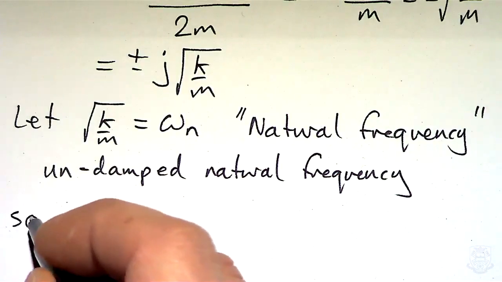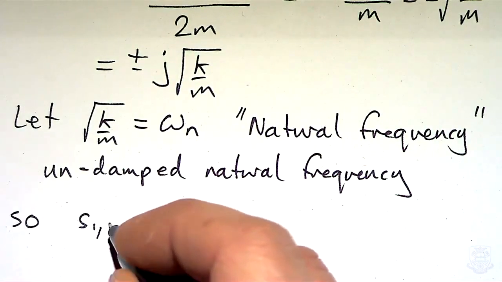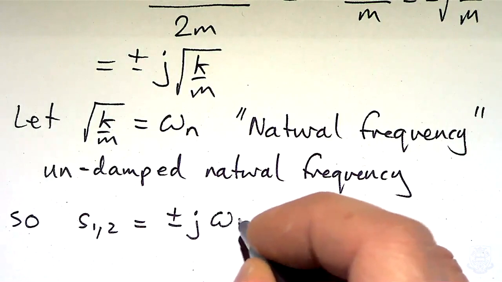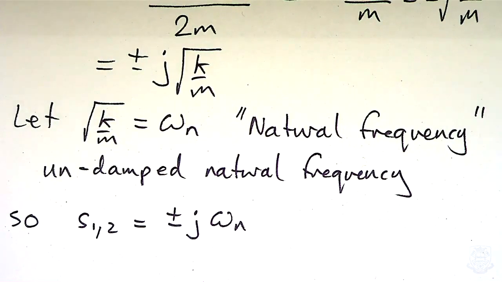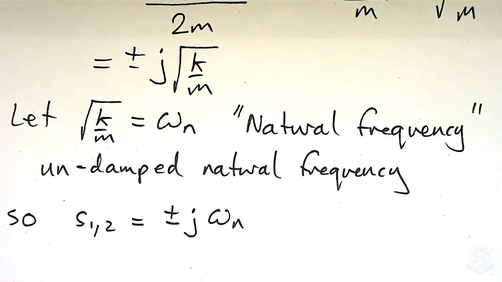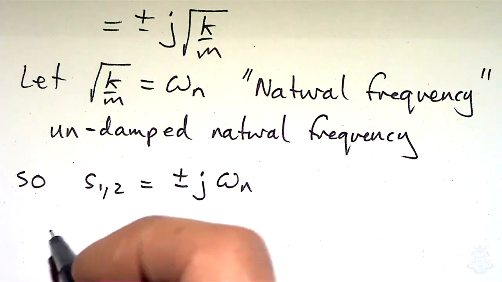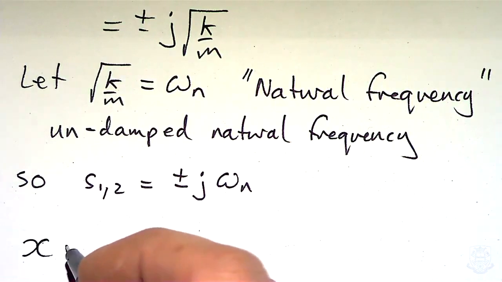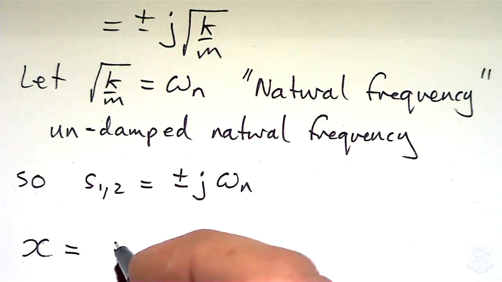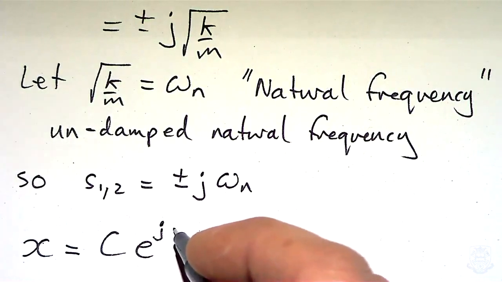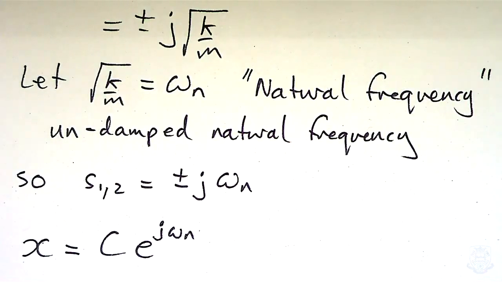So, the roots s1 and 2 are equal to plus or minus j omega n. Okay, because square root of k over m is now defined as omega n. And as I'm sure you'll all remember from your courses on differential equations, if you solve a differential equation and assume a solution, so if you assume that x is equal to a constant times an exponential, then you find the roots s, so we found the roots plus or minus j omega n.